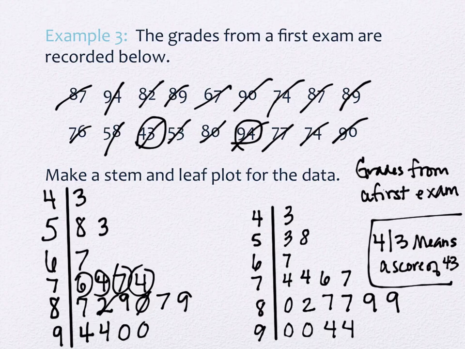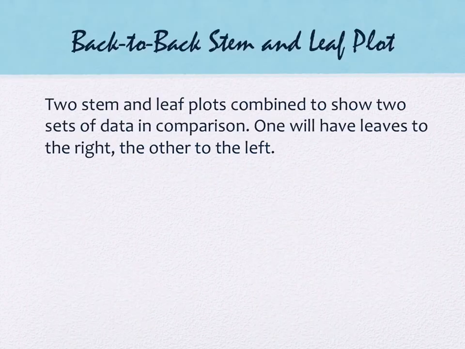All right. So this is a stem and leaf plot. Piggybacking onto that, we have something called a back-to-back stem and leaf plot. These are actually two stem and leaf plots combined, and they're done in such a way to show two sets of data by comparison. One will have the leaves to the right, just like we did it, and then one of them is going to have the leaves over to the left.